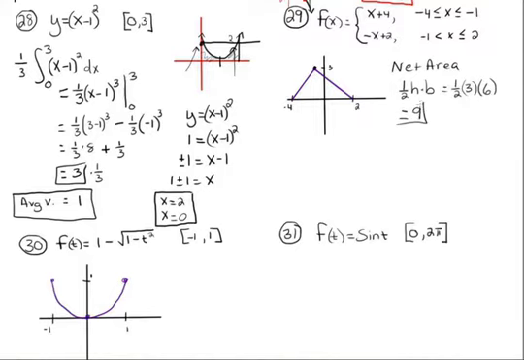So that's the net area, but I want the average height, so I'm going to take that, and then I'm going to multiply it by 1 over the width of the interval, which is 6. So I get 9/6, or 3/2. So that's it.